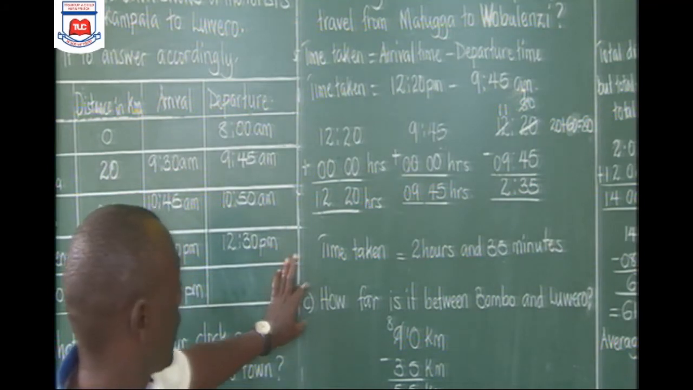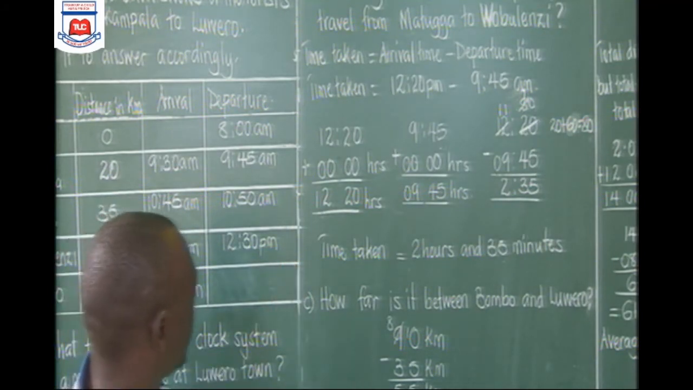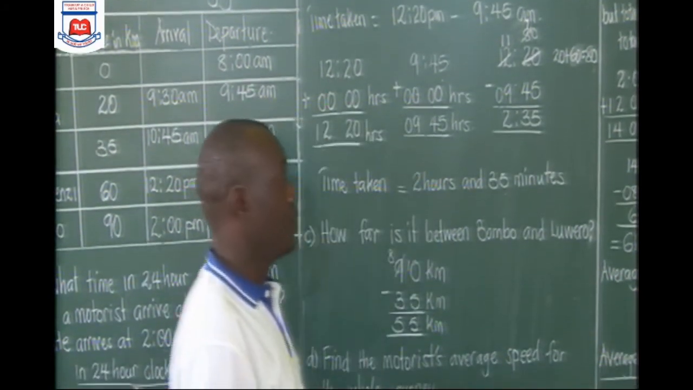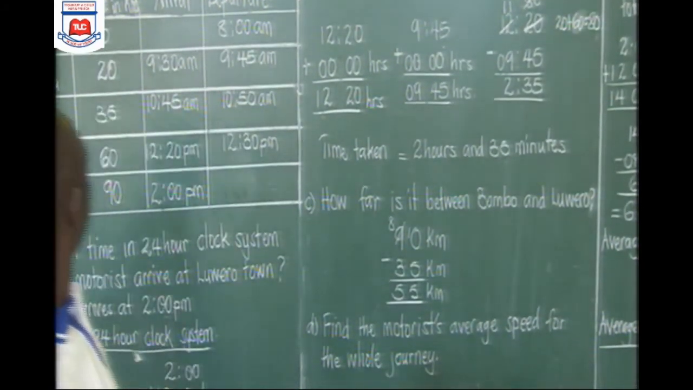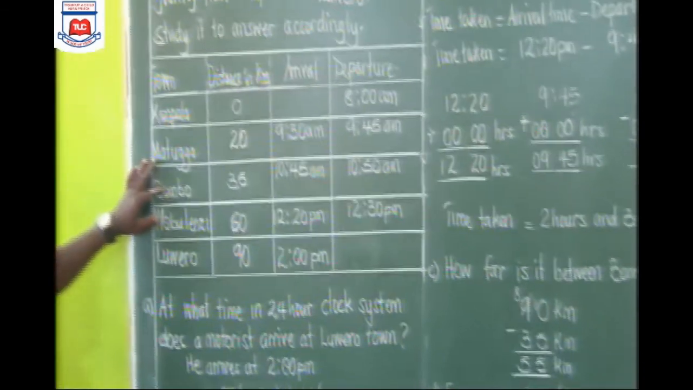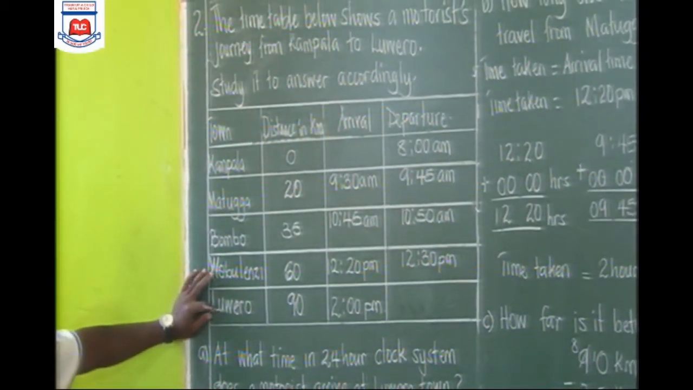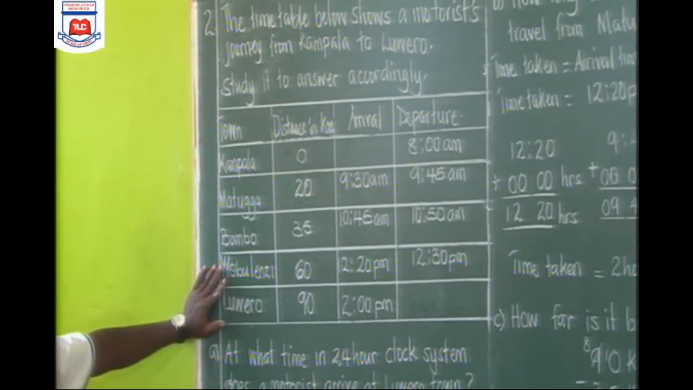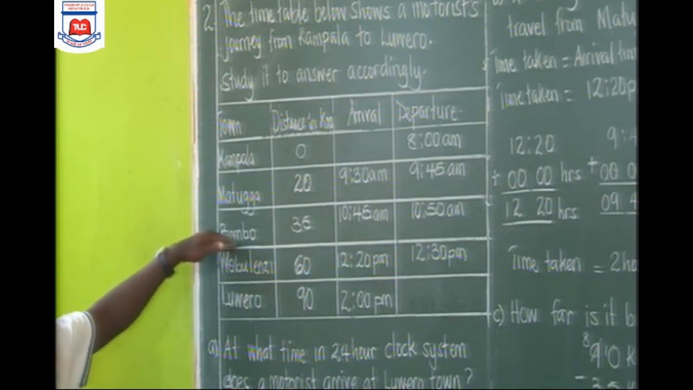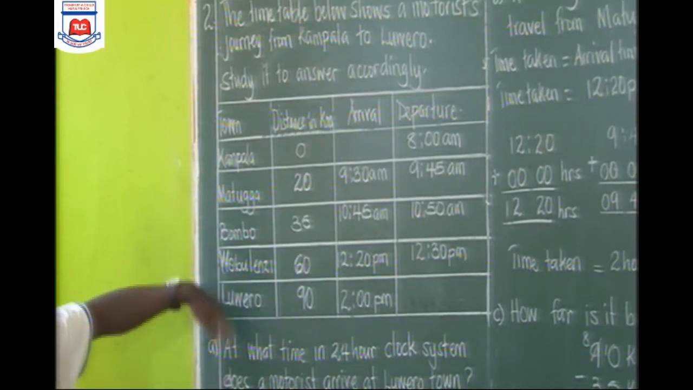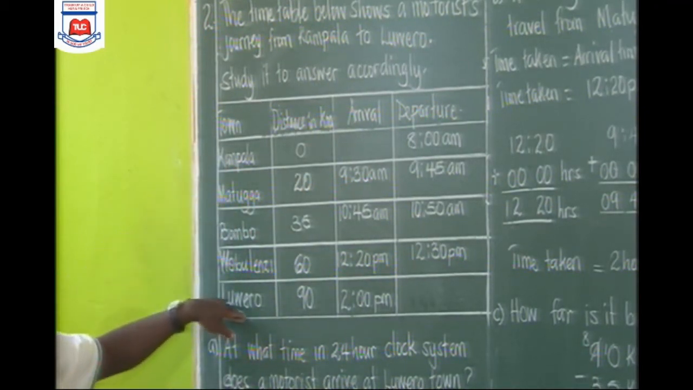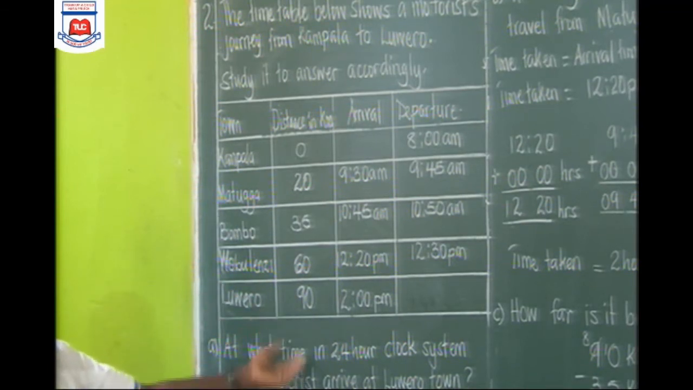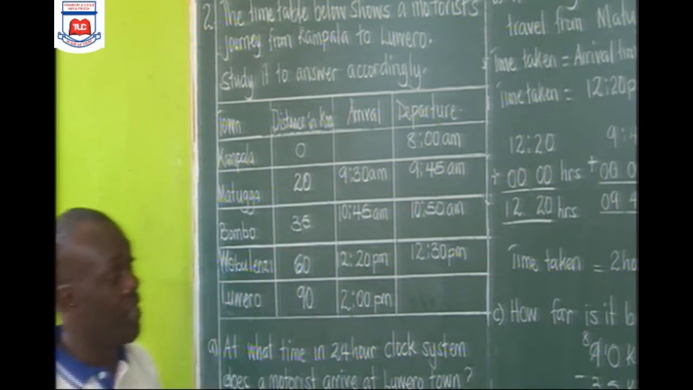Then we go to part C of number 2. How far is it between Bombo and Iruwero? So go back to the timetable and see Bombo and Iruwero. We said all these distances here are measured from Kampala. Therefore, since from Kampala to Bombo is 35 kilometers, and from Kampala to Iruwero is 90 kilometers, then the distance from Bombo to Iruwero will be the difference between 90 kilometers and 35 kilometers.